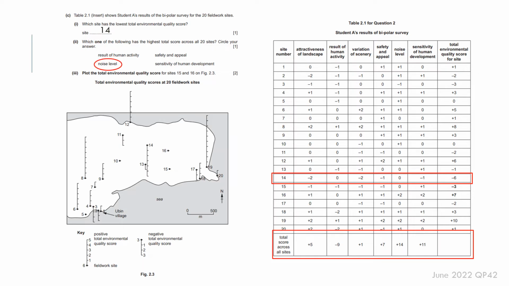So I'll circle noise. And here, I need to plot the total quality score for sites 15 and 16 on figure 2.3. We've got for site 15 the total score is -3 and for site 16 it's +7. So I would get my ruler out, I would measure the distance between the various sites, what is the difference between 4 and 5, and draw my bar line accordingly, copying what they've done. If it's positive, I need to go up. If it's negative, I need to go down.